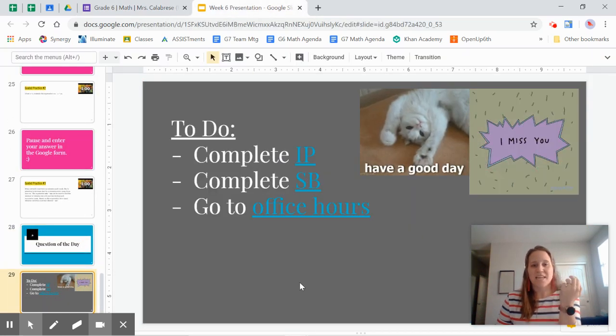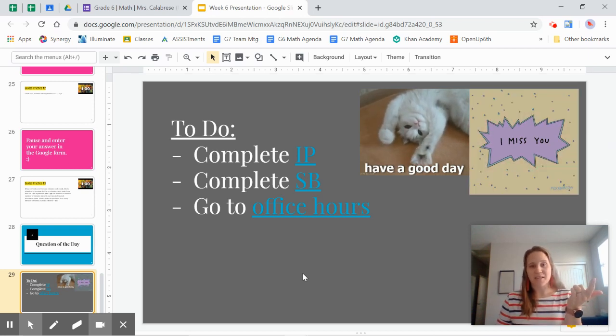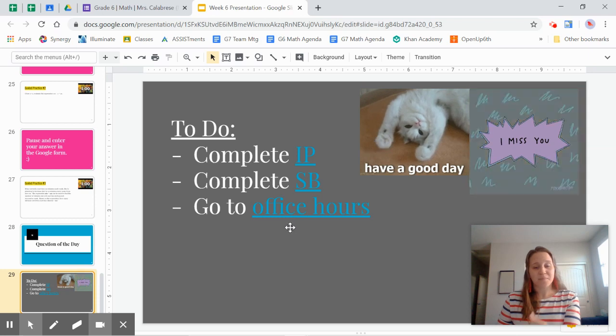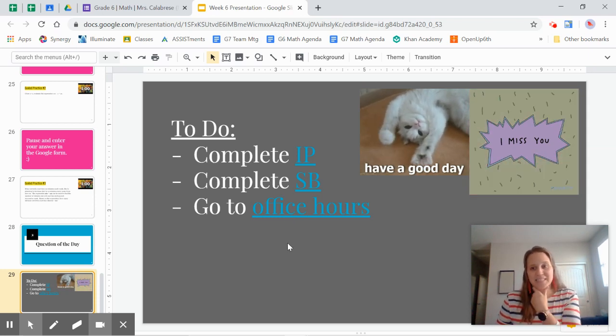Excellent. Couple of things. You have your independent practice today. Again, look out for exponents. Your skill builder today is plotting points on the coordinate plane to continue our practice from Unit 7. The link for office hours is here, as well as in the assignment. Please go see Mr. Zamora at office hours today to complete the assignment together, to chat while you're working on the assignment, or to ask a question if you have it.